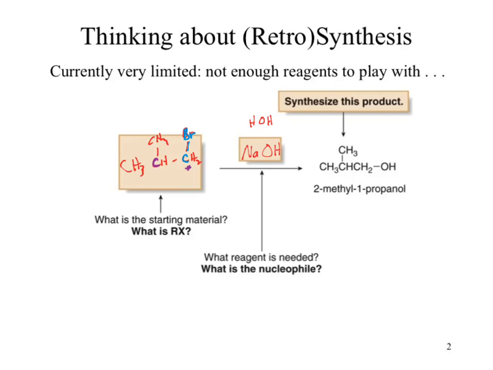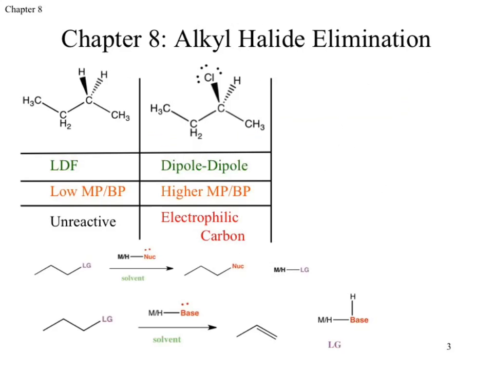Okay? So, Chapter 8. We're looking still at the alkyl halide functional group, but now what we're going to do is look at eliminations. Okay, so we evaluated our Chapter 7 substitution reactions, which is that top one. What's the bottom one? We've got an elimination. How do we know it's an elimination?